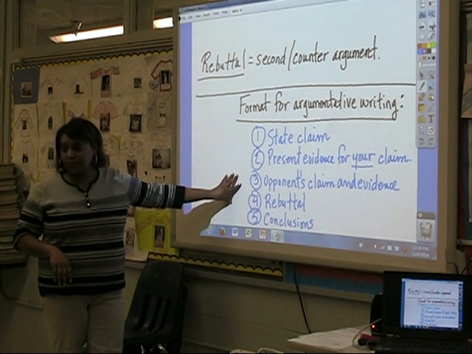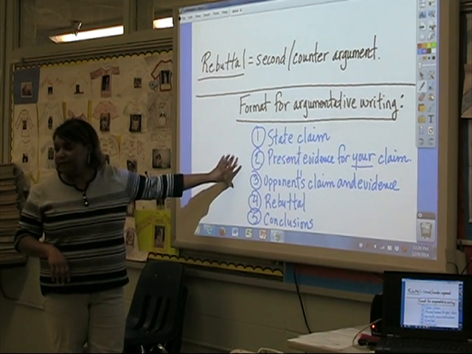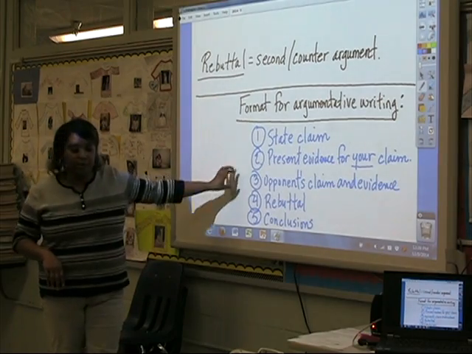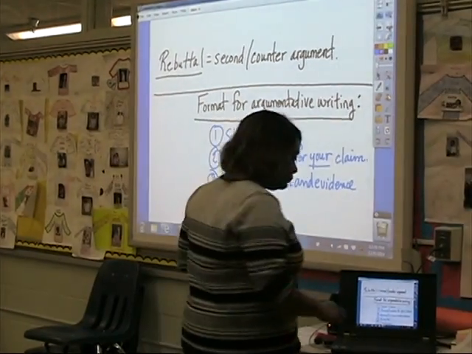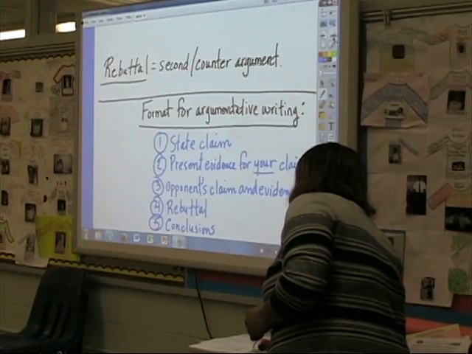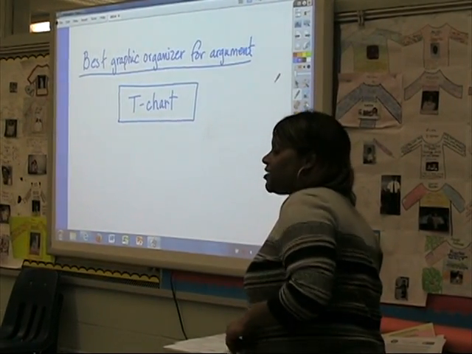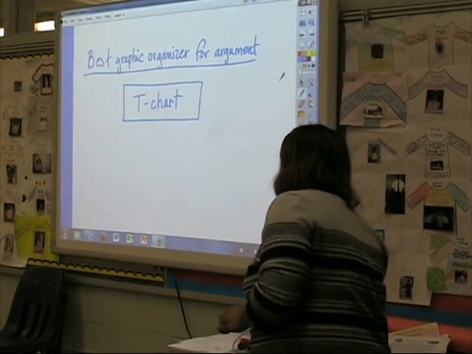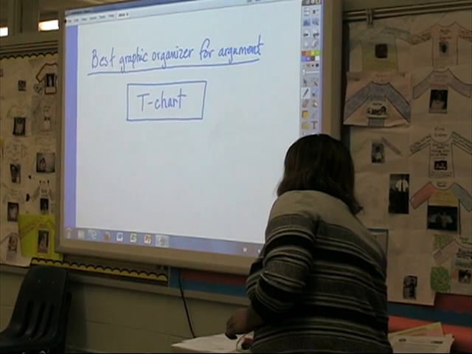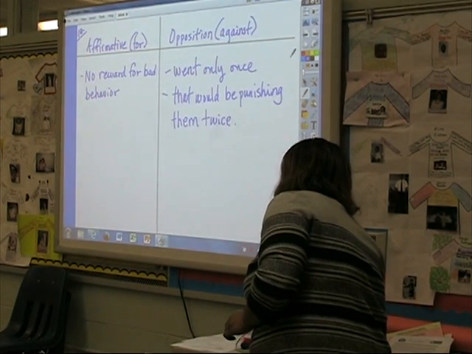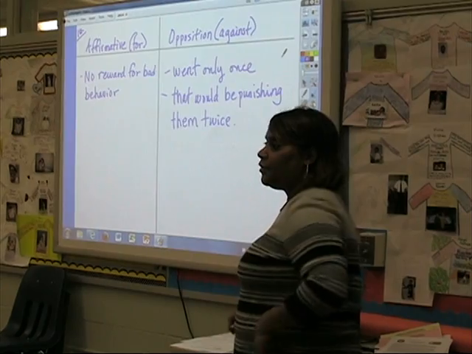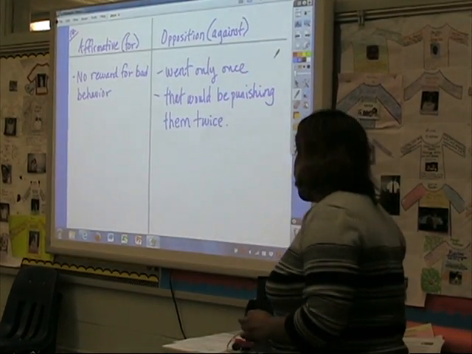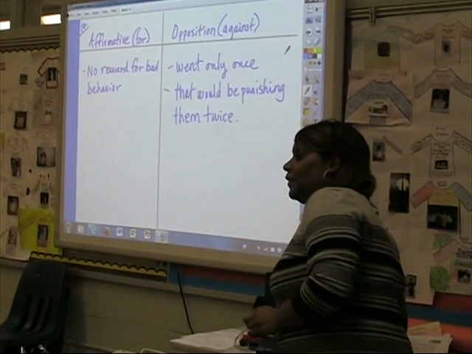So this is very important. Always remember your format and keep that in the back of your mind when you are writing your argumentative text. And of course, we use our T-chart for our graphic organizer for your argumentative writing. We went over examples of how you place information on a T-chart for affirmative and opposition. It is your evidence.